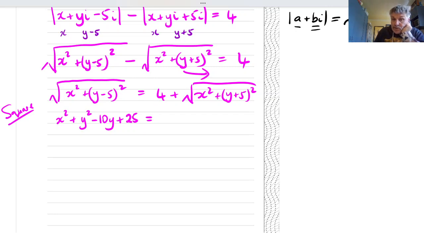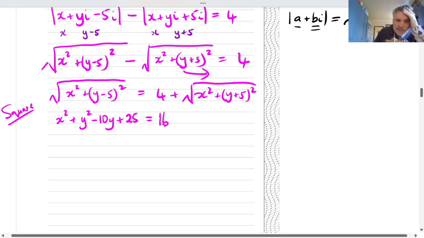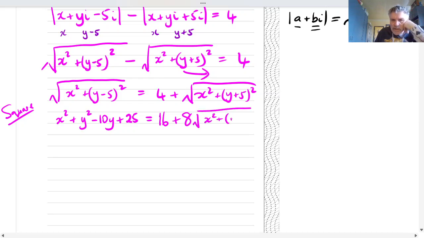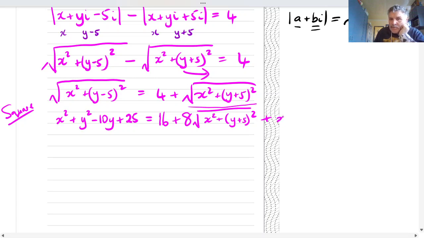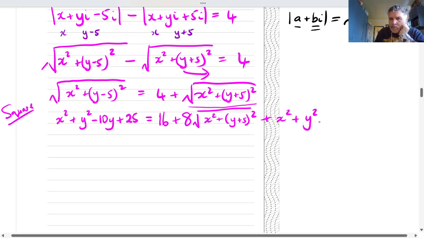Here we've got two terms, and we're going to have to be careful when we square it. So we square the 4, we get 16. We get two lots of the mixed term again, that's 8. 2 4's are 8 times the square root of x squared plus (y plus 5) all squared, and then plus we have to square this bit here, which is just getting rid of the square root sign again, and again I will multiply out the bracket.